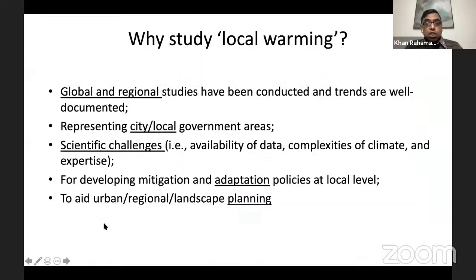When I dug into detail, I found I should give it a title. So I titled it the local warming model. It represents the local area. And why study local warming? It's because global scales are very big, and the resolutions are very coarse, and they don't represent city areas. They don't even represent small provinces. Definitely, there are scientific challenges that I wanted to take on, and it would also aid future adaptation and land use planning.